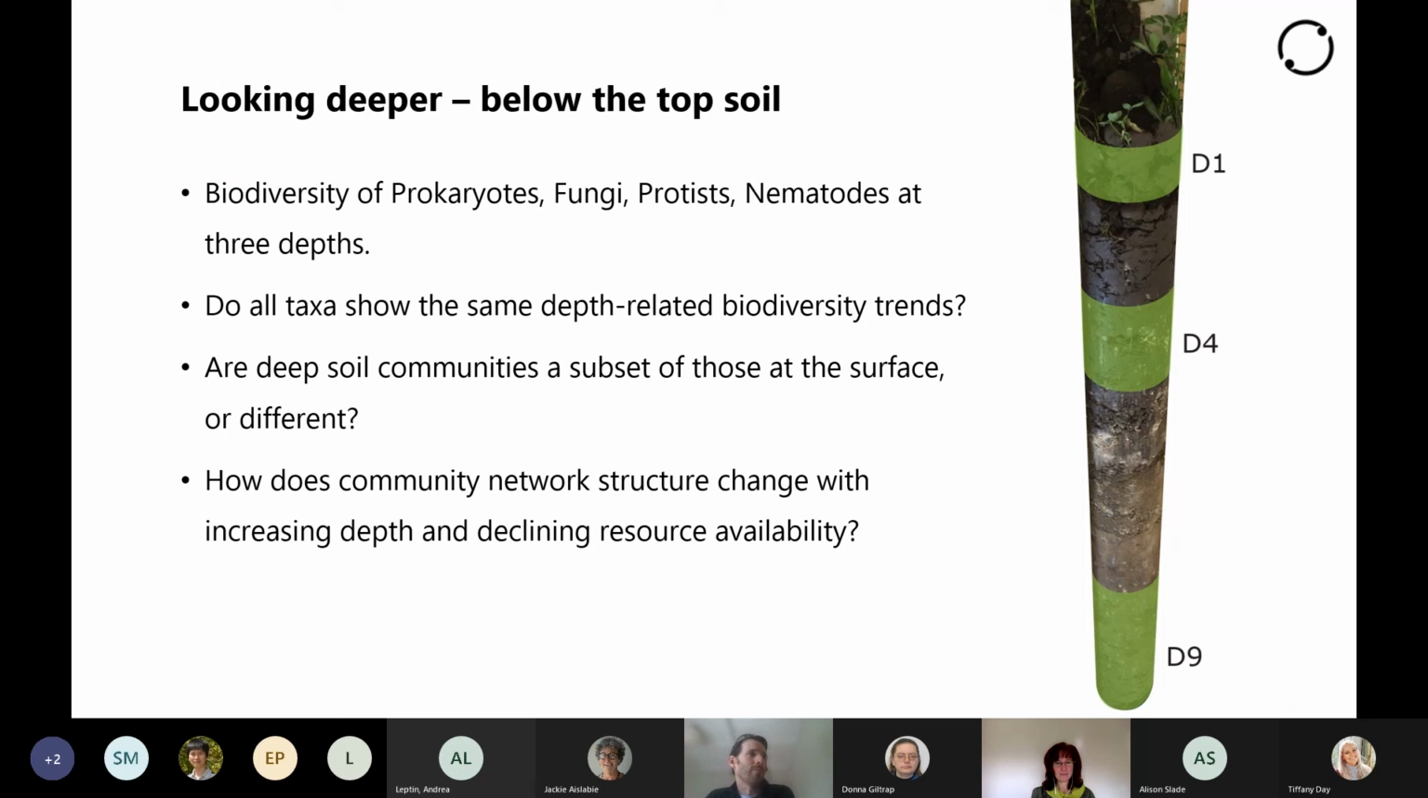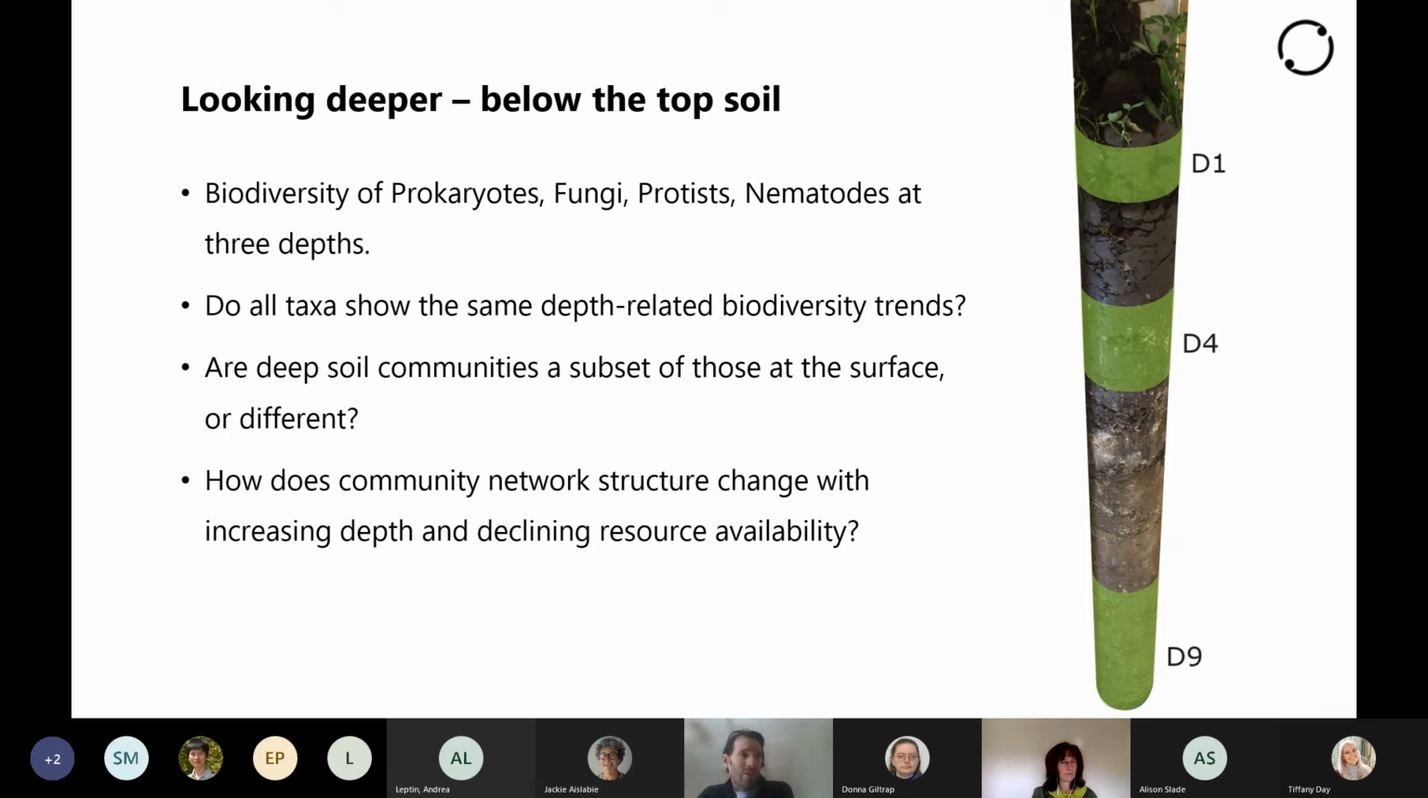Okay. So as we mentioned earlier, we looked at the biodiversity of prokaryotes, fungi, protists, and nematodes at these 3 different depths. I'll just note that we included protists and nematodes because these are both heterotrophs that eat other things, and they're thought to be important or have important roles in soil food webs, and we don't really know much about them in the deep soil in particular.